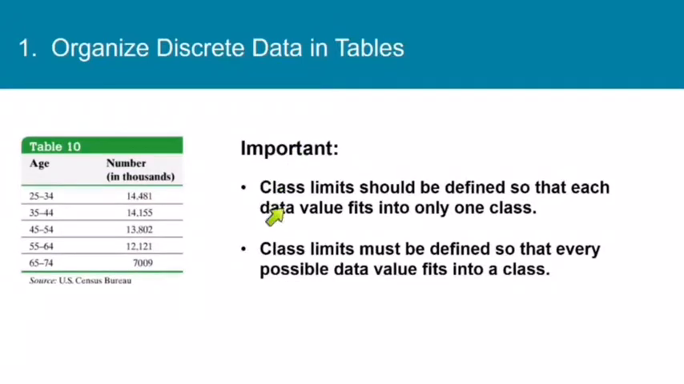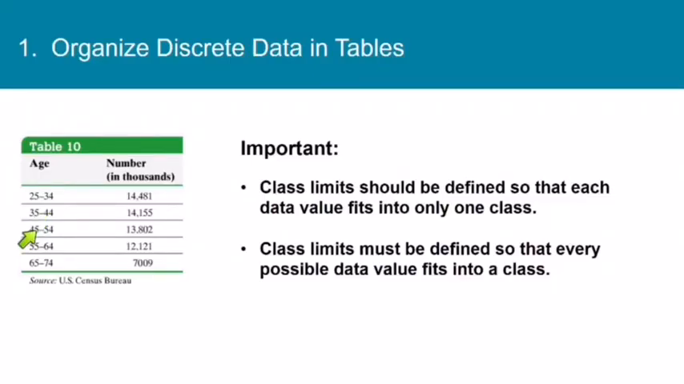Now this is very important. Class limits must be defined so that each data value fits into only one class, and also so that every possible data value fits into some class. So notice this frequency distribution, which is made from discrete data. So the first class starts at 25 and goes to 34, and then the next class starts at 35 and goes to 44. So because we're dealing with discrete data, we can see that where the first class ends, the second class picks up. And there's no danger of us having a data value that's 34.5 or something like that, because this is discrete data.